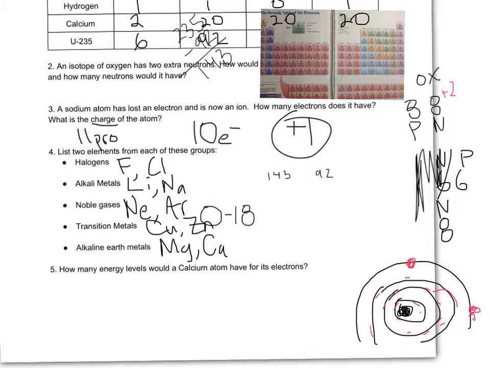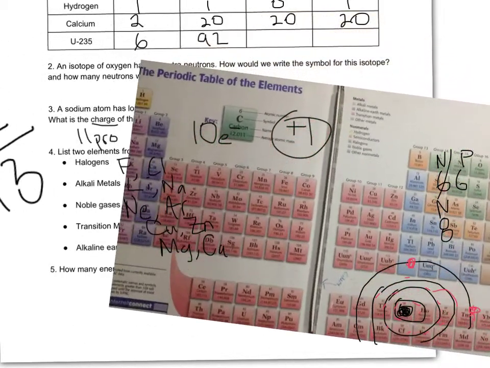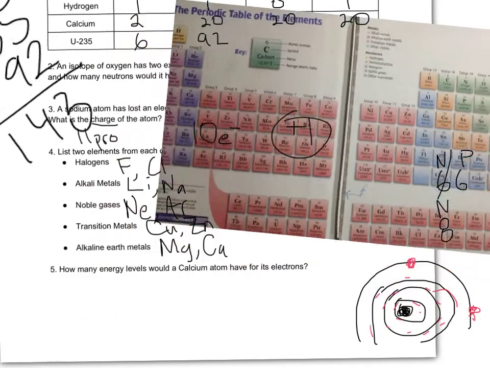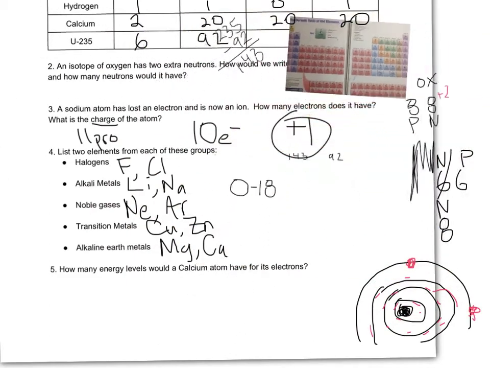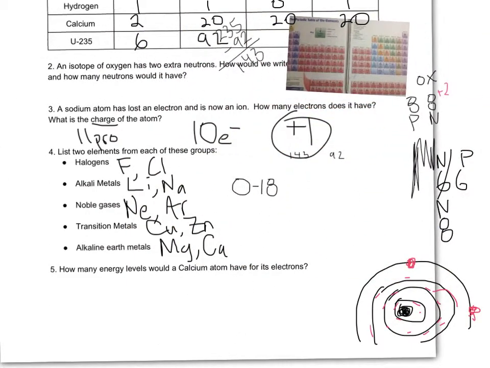How many energy levels would a calcium atom have for its electrons? So I think we talked about that right here. Let's just triple check by moving this periodic table around. Messing up everything. Yeah, that was the calcium atom. And so this calcium, we had the inner, and then 2, 3, and 4. 4 energy levels or shells.